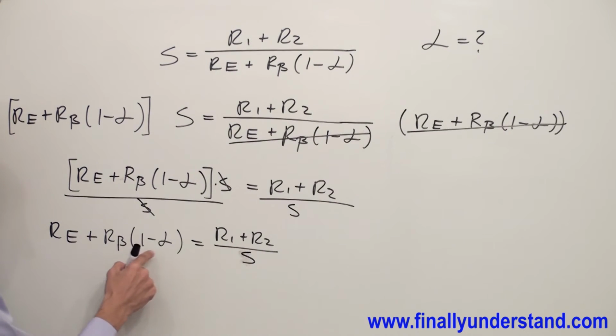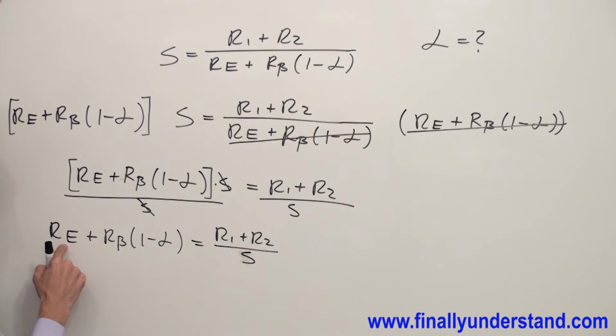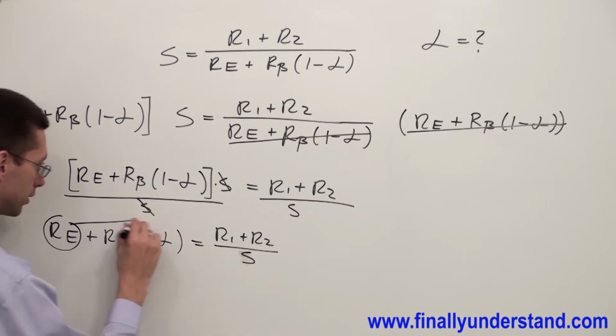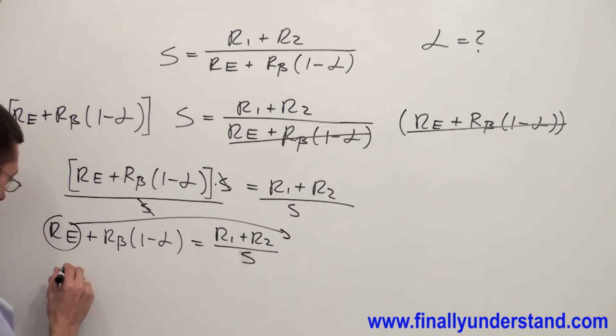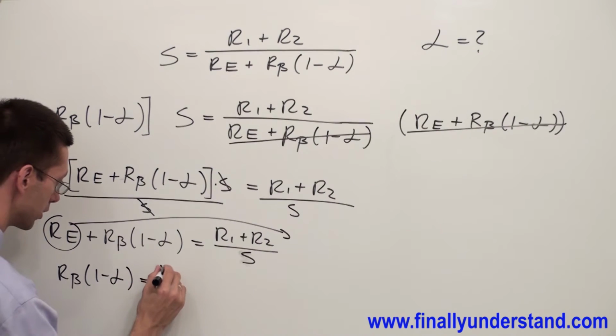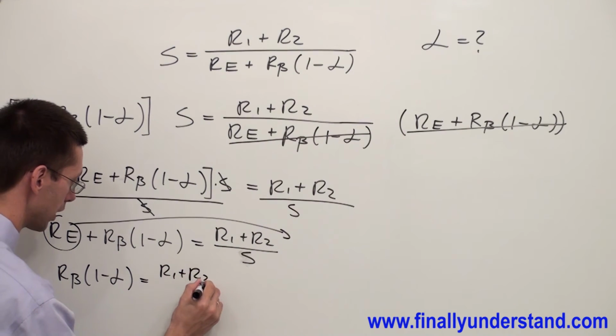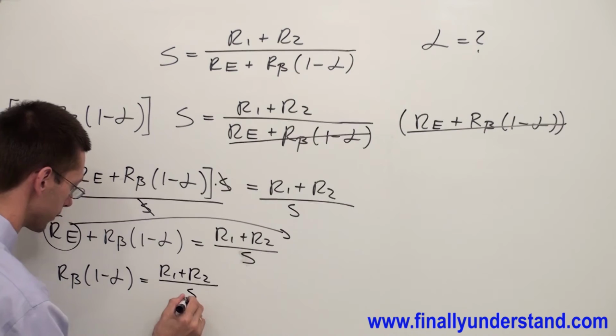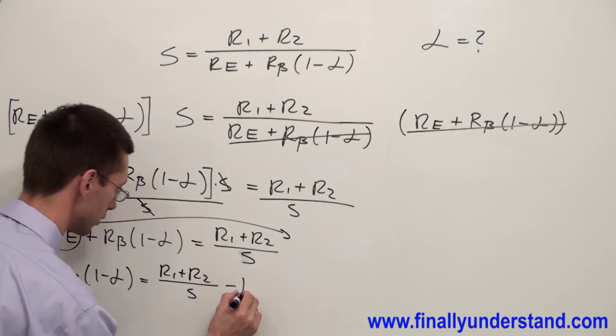Next, I have alpha inside of the parentheses. Now, this term is added to Re. I don't need Re on the left side. So that's why I'm going to move this Re to the right side. That's why I'm going to have R beta (1 minus alpha) equals R1 plus R2 over S minus Re.